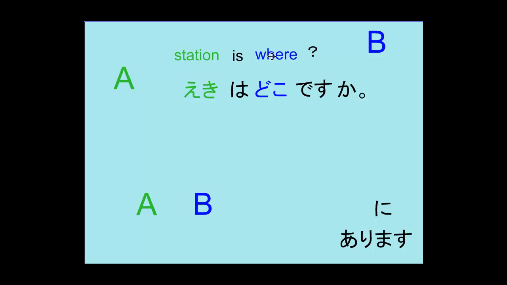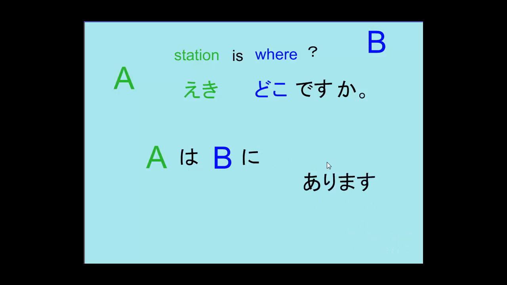Station is where? Now there's an alternative way to ask that, and that is using our type 2 sentence construction, which is A wa, we'll have to borrow this particle wa, B, and B is always a place, ni arimasu. A wa B ni arimasu, and that would mean, as for A, it is in place B.